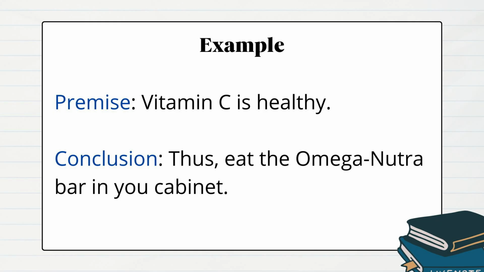Next, we'll look for the necessary assumptions for this problem. So let us review the conclusion. Thus eat the Omega Nutra bar in your cabinet. So one necessary assumption is that you actually have the bar in your cabinet. Because if you don't, then how can you ever eat it? Might sound a little bit stupid, but regardless, it's something that has to be true. The second thing is that they're implying that vitamin C is healthy and that you should do healthy things. But for all we know, maybe it's better to be unhealthy, which also sounds stupid, but they're assuming that you should be healthy and you should do activities that lead to being healthy. So those are necessary assumptions for this problem.